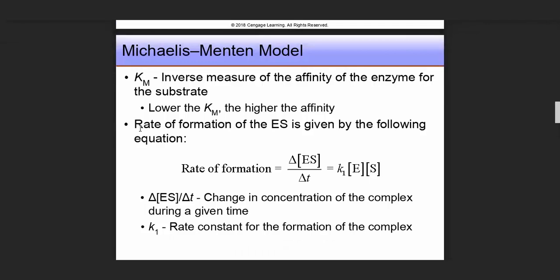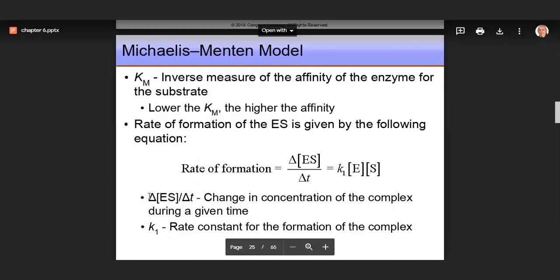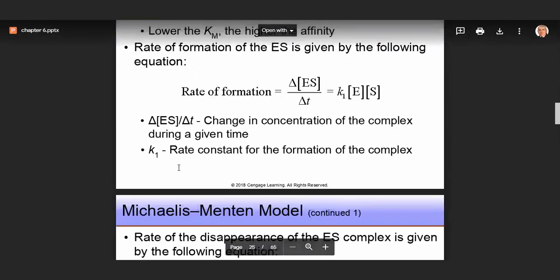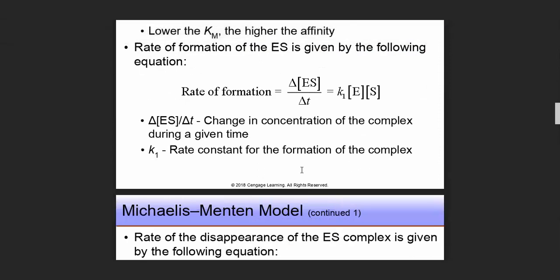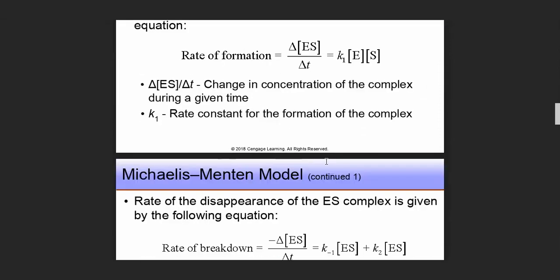Now, according to the steady state assumption, rate of formation of the enzyme substrate complex equals the change in concentration of ES divided by delta T, which equals K1 times E free times S. Now this is the change in concentration of the complex during a given time, and K1 is the rate constant for the formation of the complex.